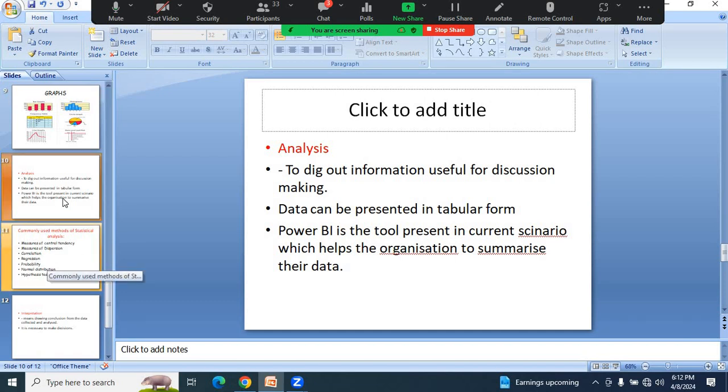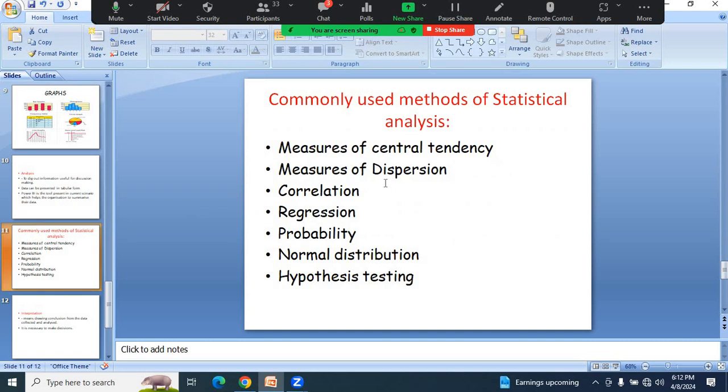Okay, then these are the commonly used methods, like we have discussed the presentation part. These are the basic methods of statistical analysis. Measures of central tendency: you must all have done this at college level, like mean, median, basics, which you have done at school and college level both. Measures of dispersion, we have standard deviation, right? Then we have correlation, the relation between two types of data given to us. Regression, we have regression lines, how one variable is dependent on another.